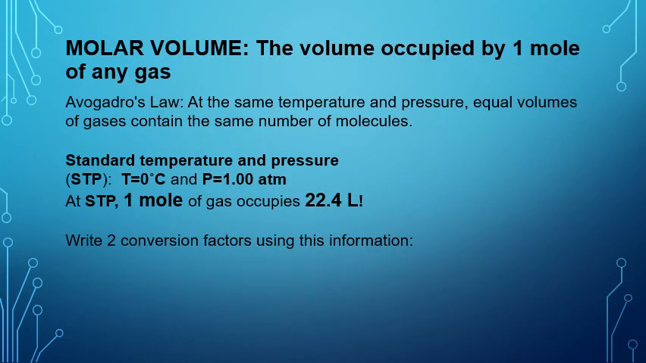So the last of the mole conversions that I'm going to show you in this video is for molar volume. And this is the volume that is occupied by 1 mole of any gas. So at the beginning we talked about Avogadro's law, and he basically said that at the same temperature and pressure, equal volumes of gases will contain the same number of molecules. So it is irrelevant what the identity is for the substance. 1 mole of a gas at STP will always equal 22.4 liters. Again, STP stands for standard temperature and pressure, 0 degrees Celsius, 1 atmosphere.